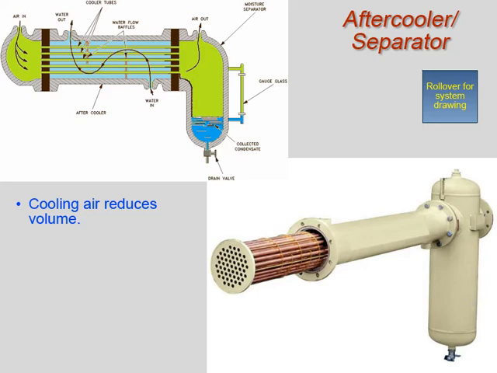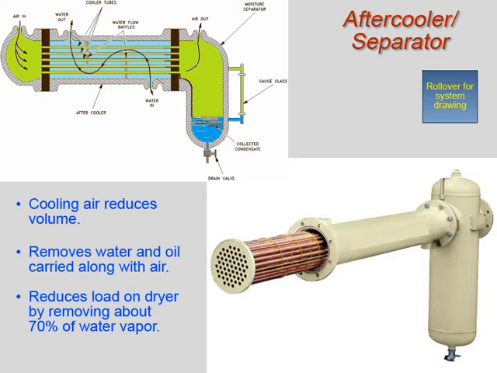Aftercoolers and moisture separators are used to remove moisture and oil vapors. We typically use water-cooled, as ambient air cannot lower the temperature enough to condense all of the water vapor. The aftercooler and separator, placed at the discharge of a compressor, condense and remove about 70% of the water vapor contained in the compressed air. This results in reducing the load on the air dryer.